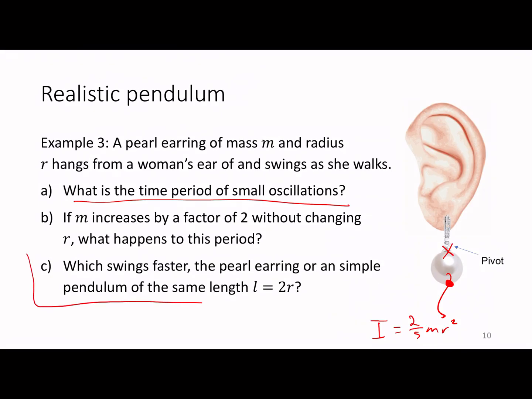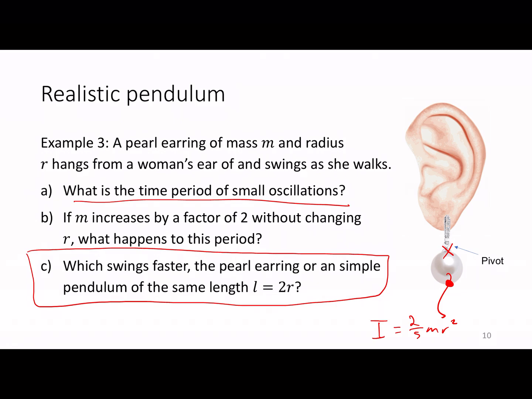So I want you to try to guess the answer to C first. Think about it. Which swings faster, the pearl or the pendulum? And we're going to go ahead and solve that. All right, so take a couple minutes, give this a shot. Hopefully you've had a chance to do so. So let's go ahead and go over this answer together.